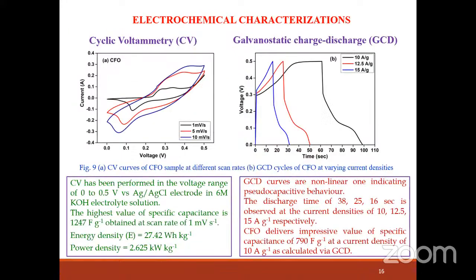After that, the main purpose of doping the samples was to enhance the electrochemical properties. So we have also performed electrochemical tests to confirm the supercapacitor behavior of the sample. Cyclic voltammetry was performed after we made an electrode of our sample, and we tested it with reference to an Ag/AgCl electrode in 6 molar KOH electrolyte solution in the potential window of 0 to 0.5 volt, and the highest value obtained is the specific capacitance.